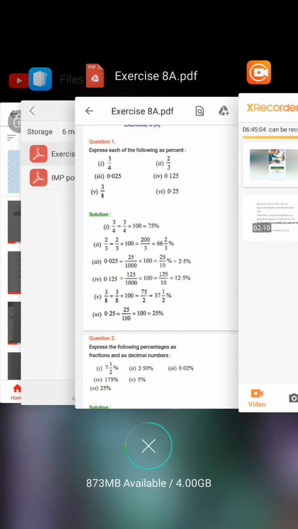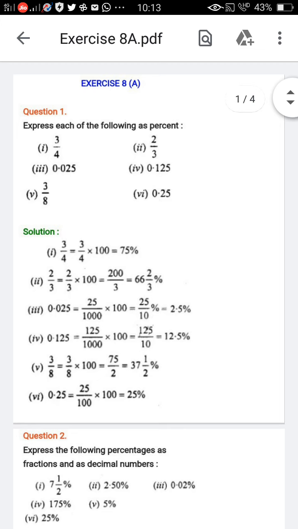Hello children, now we are going to study exercise 8a. See how to solve exercise 8a. See now, the first question is: express each of the following as a percent.